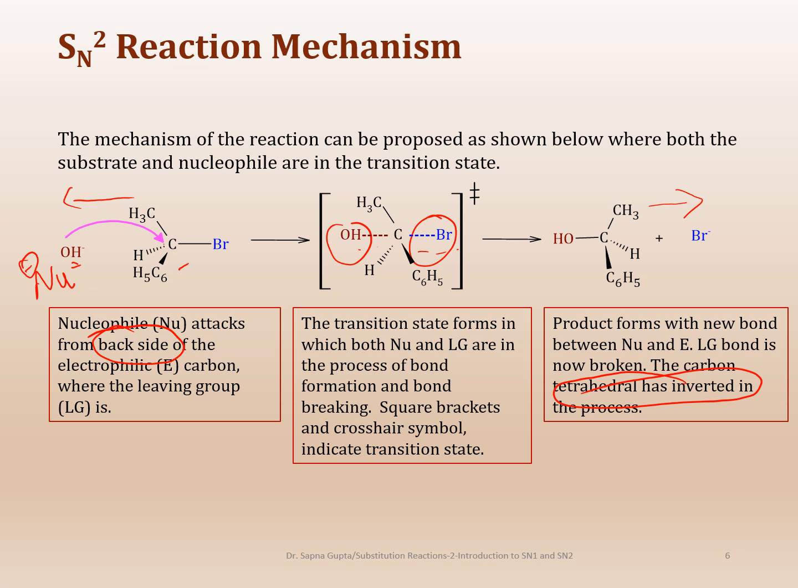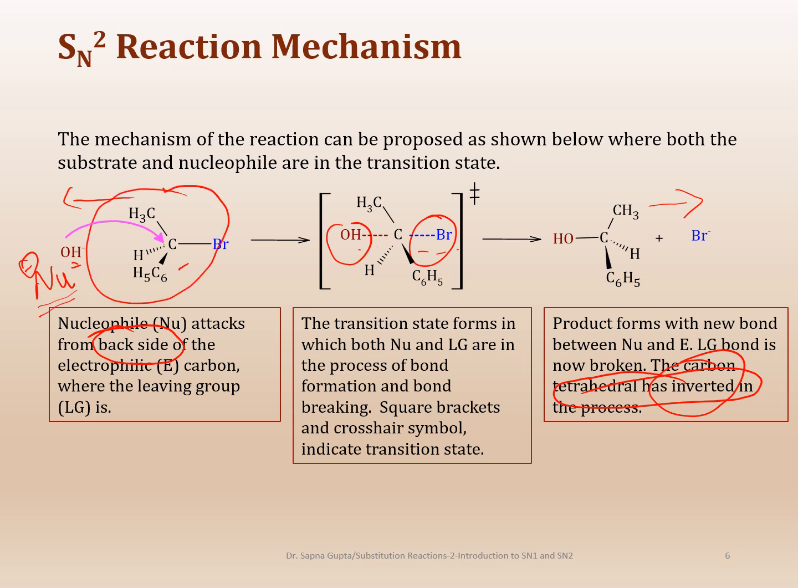So if you started with R, you end up getting S. If you started with S, you end up getting R. So there is inversion of stereochemistry. Okay, that's going on. So there's lots going on in this very simple reaction. And right now it seems like a lot because it's the first time, but eventually, once you get used to it, you understand. Okay, so here is the substrate.